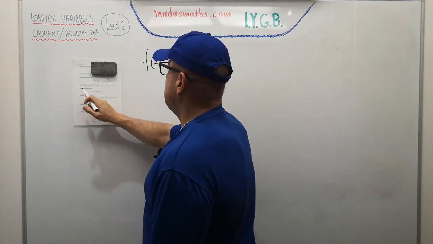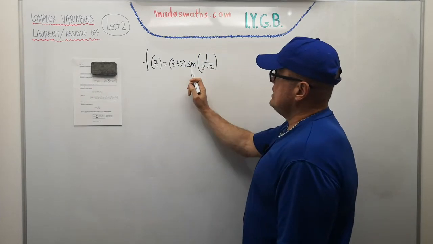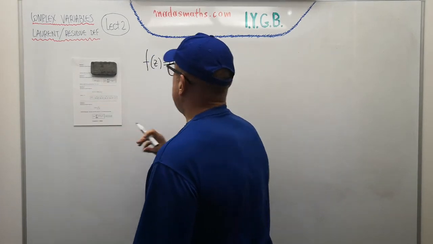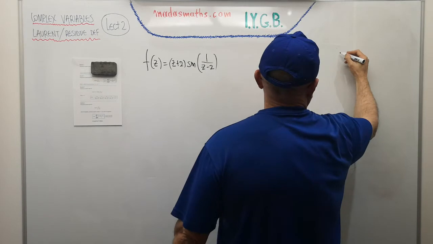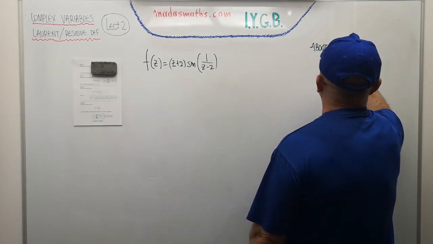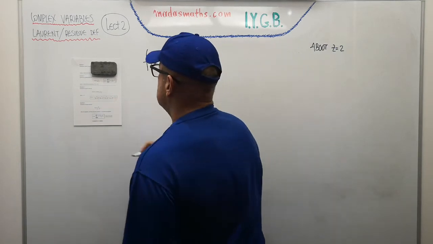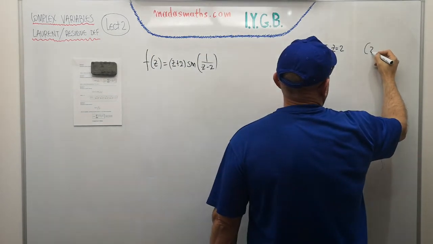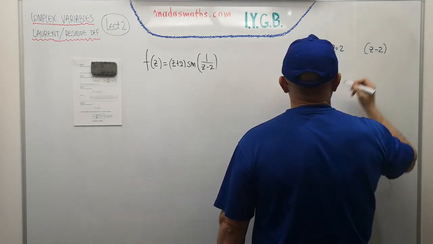And the question says determine a Laurent series for this, about z is equal to 2. What does that mean? It means basically the expansion will be in powers of z minus 2.